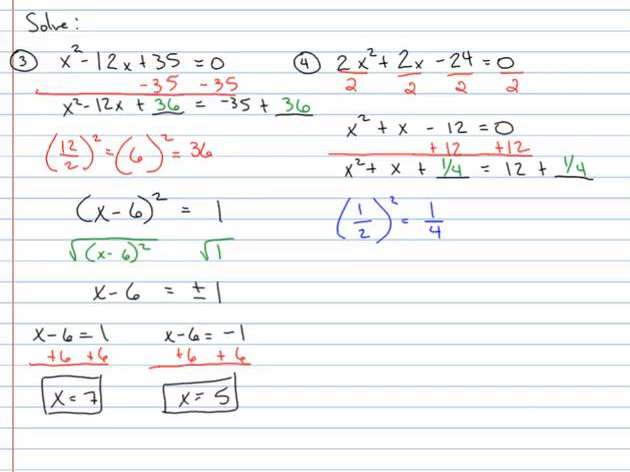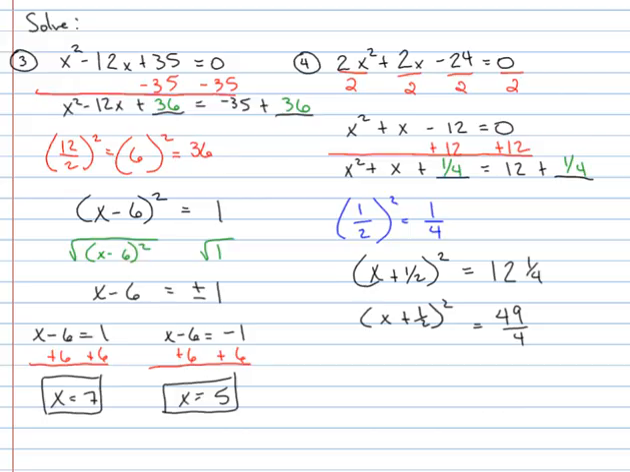I now factor the left-hand side. It becomes x plus 1/2 squared. On the right-hand side, I have 12 plus 1/4, so that's 12 and 1/4. I want to change the right-hand side to an improper fraction because it'll be easier to deal with when we start taking square roots and whatnot. So I'm going to do 4 times 12 and add 1, so that gives me 49 over 4. This side has not changed. It's still x plus 1/2 squared.